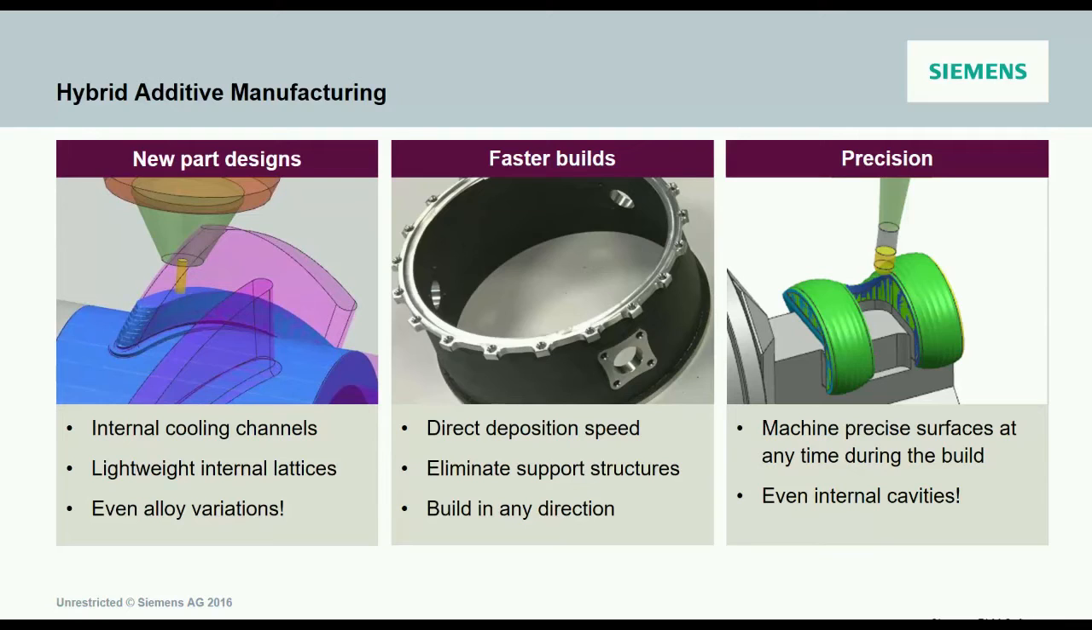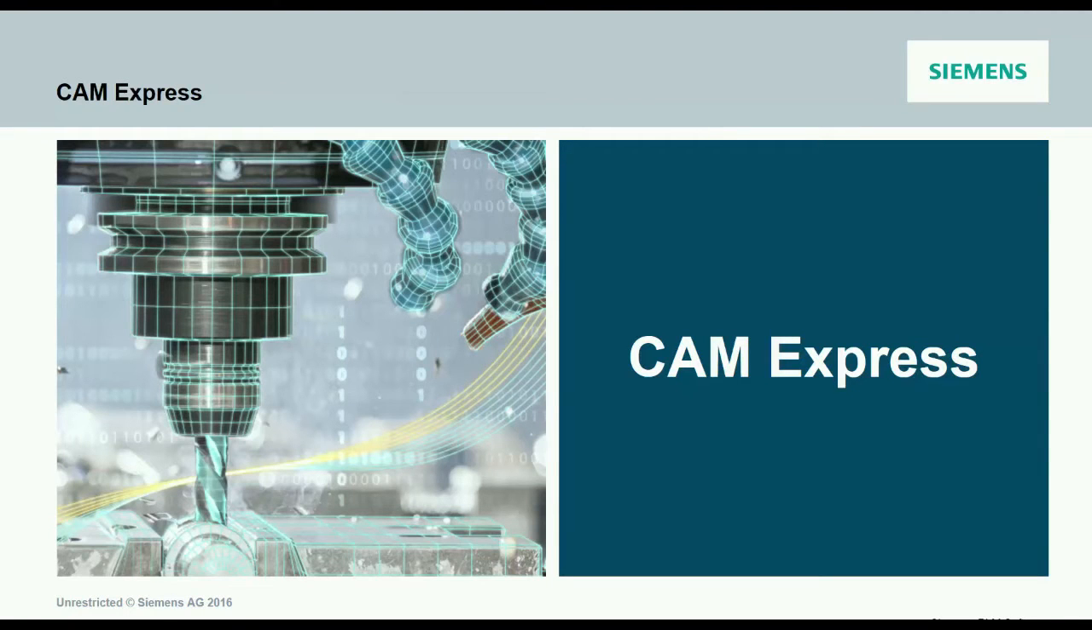We can even print multiple materials. We have faster builds because we utilize multi-axis capability, so we have direct deposition, we can eliminate support structures, and we can build in any direction. And precision. We can precisely machine surfaces at any time during the build, even internal cavities. So those are some of the new and innovative technologies that Siemens has been investing in its computer-aided manufacturing solutions.